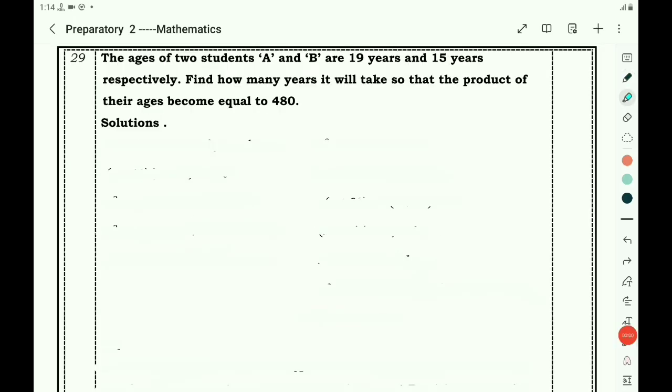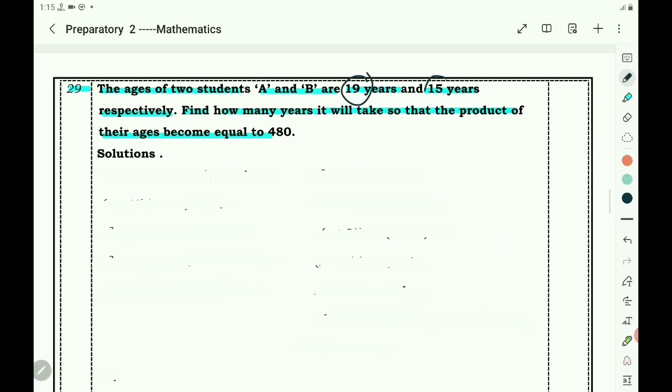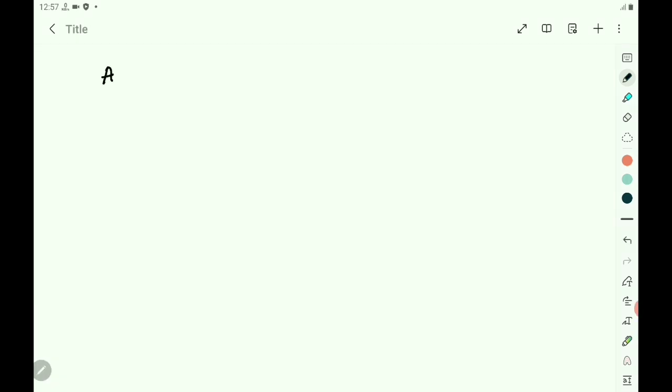Question number 29. The ages of two students A and B are 19 years and 15 years respectively. Find how many years it will take so that the product of their ages becomes equal to 480. Ages of two students are given, 19 years and 15 years. And what we have to find out is after how many years the product of their ages becomes 480.